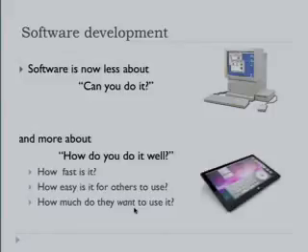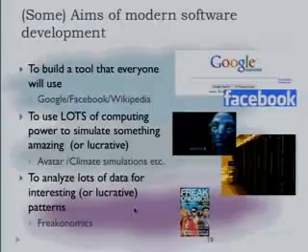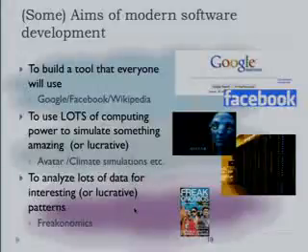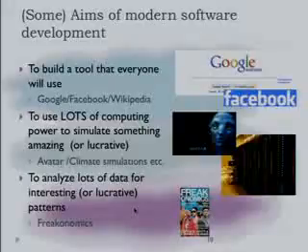So this is what we're interested in in software development. Some of the aims of modern software development are to build a tool that everyone will use. The business model for Google, Facebook, Wikipedia when they started out was not some guys that had an idea how to make lots of money. They wanted to build something that was so cool that everyone wanted to use it, and then the business model came. I presume most of you have seen the Facebook film, The Social Network, which is kind of interesting. But Google, Facebook, Wikipedia, those are things that everyone wants to use. And why? Because they're easy and they do something useful that wasn't done before.